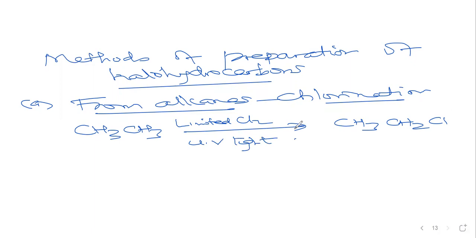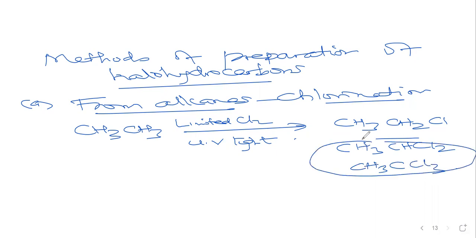The moment you don't limit the chlorine, you're likely to get very many products. You'll get very many substituted products, for example CH3CHCl2, you can also get CH3CCl3. So to avoid getting all these tri-substituted products and the disubstituted products, use limited chlorine. That's one way of synthesis from alkenes.